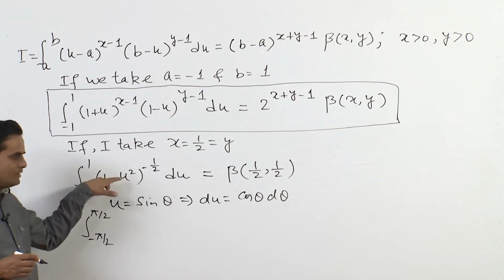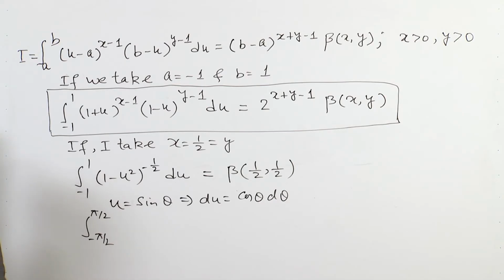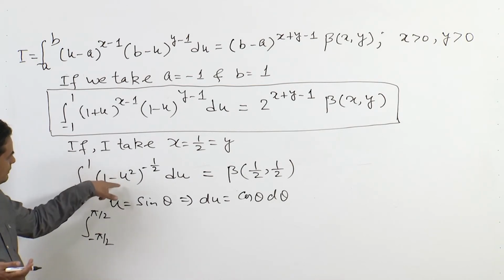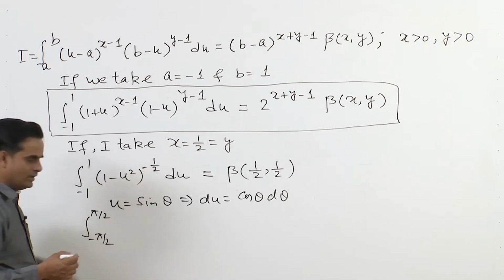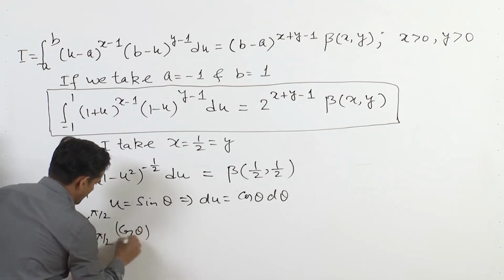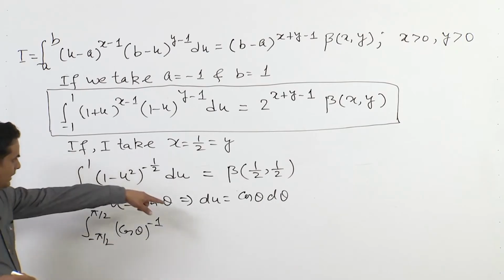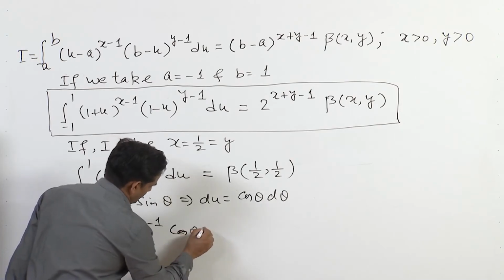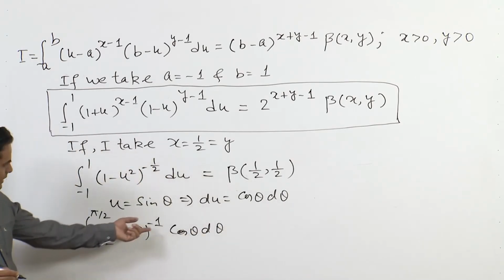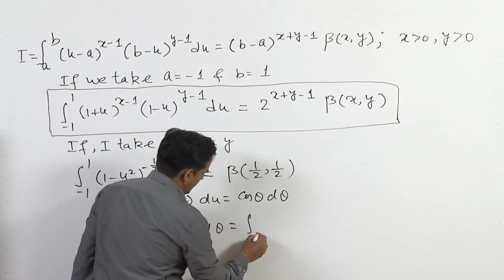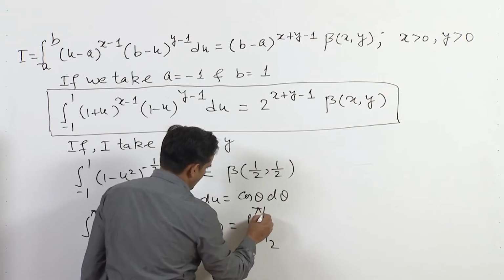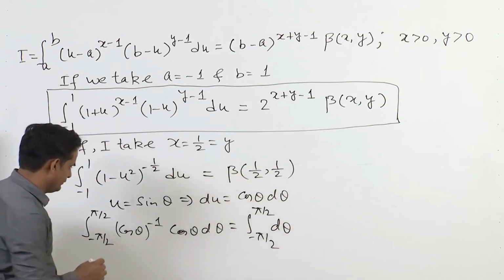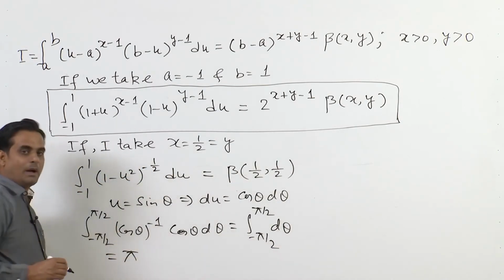1 minus u square means 1 minus sin square theta, that will become cos square theta. So, cos square theta raised to power minus half. So, basically it will become cos theta raised to power minus 1, into du which is cos theta d theta. So, it will be basically the integral from minus pi by 2 to pi by 2 of d theta, and this equals pi.